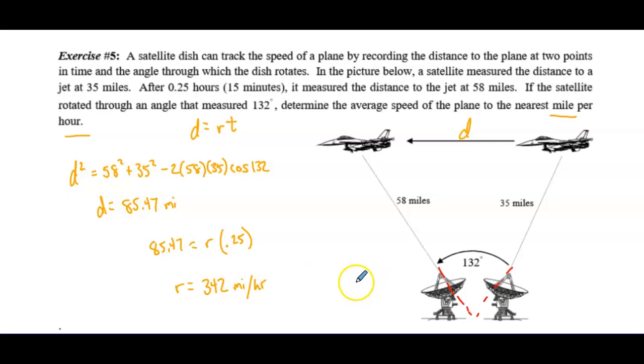Now, does that seem reasonable? That's pretty fast, but it is a jet, and jets move pretty fast, so I'm going to say that that's a reasonable answer for that distance traveled, for that rate of travel. So a couple applications of law of cosines. We'll see lots more of these as we go through them in class. But again, just to summarize, law of cosines is used for SAS and SSS non-right triangles.